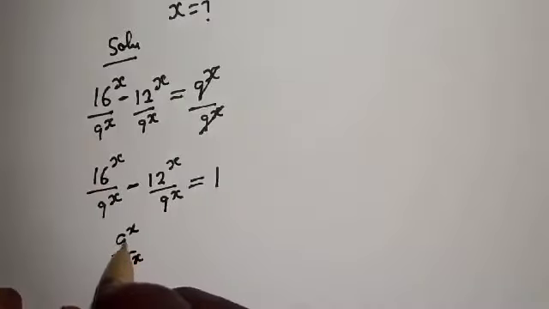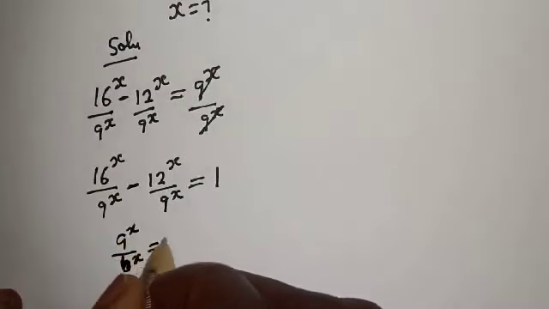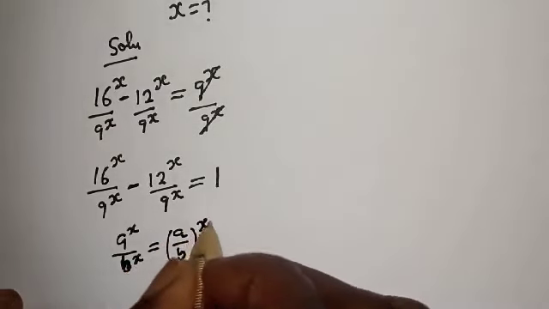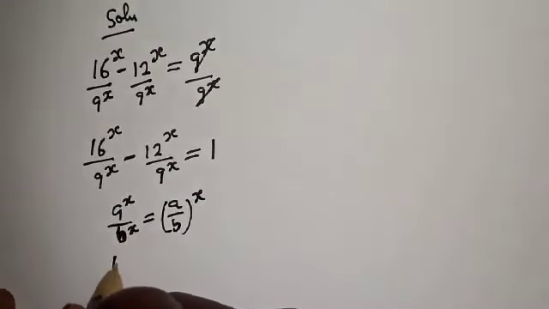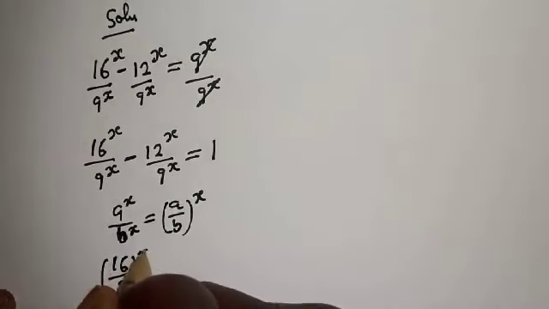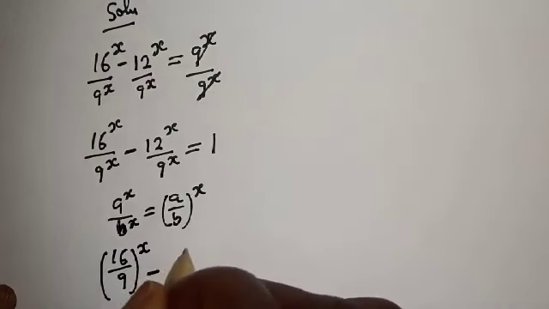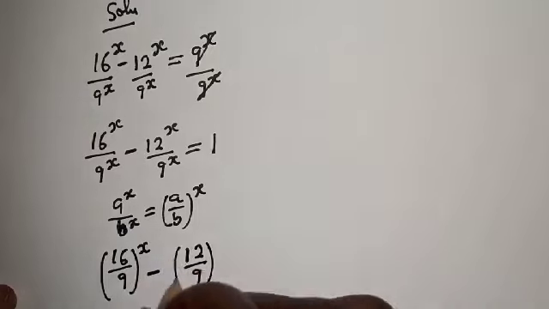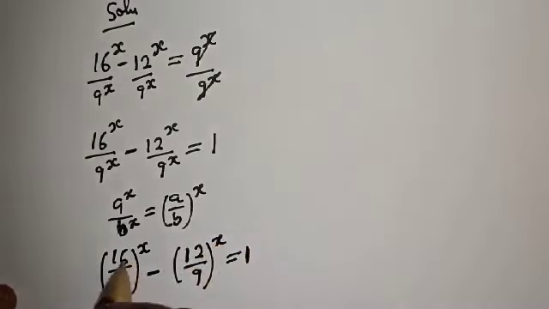Then if you have a raised to power x over b raised to power x, this is equal to a over b all raised to power x. So this can be written as 16 over 9 raised to power of x minus 12 over 9 raised to power of x is equal to 1.